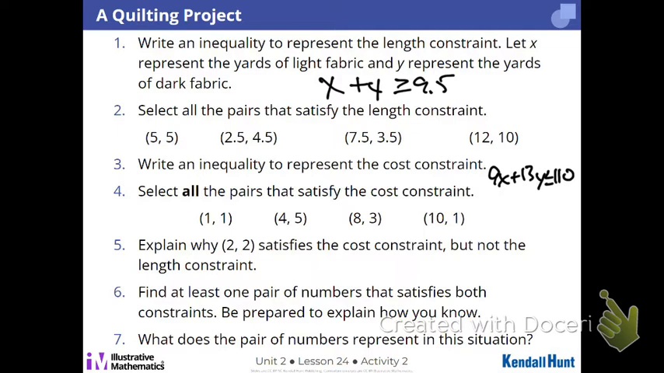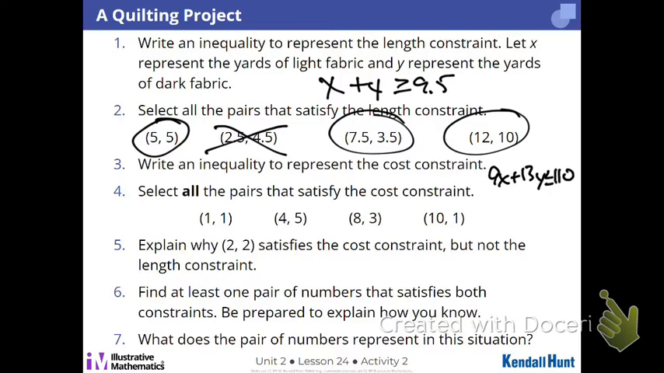All right, let's take a look at 5.5. Does that make the length constraint of 9.5? Yes. What about 2.5, 4.5? No, that's only 7 yards. 7.5, 3.5? Yes, that's 11. And then 12 and 10? Yes. Okay, all those work for length.